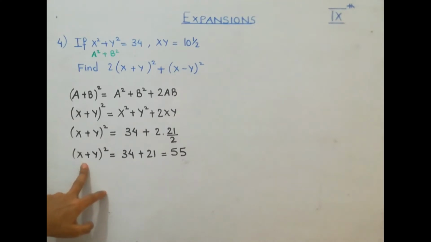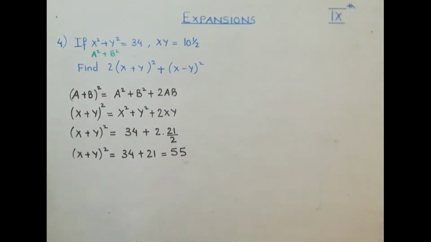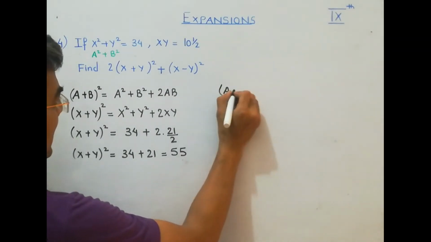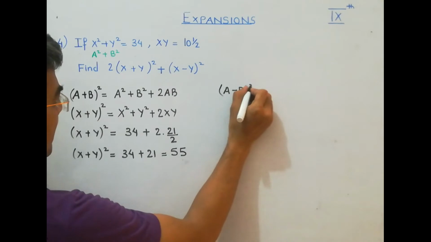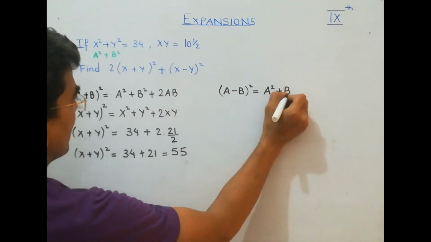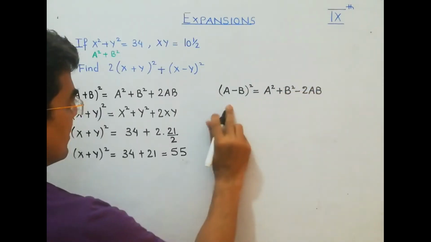So we have got the value for (x plus y) whole square. (x plus y) whole square was to be calculated, and that we have got. Now we need (a minus b) whole square. So let's apply the formula for (a minus b) whole square. This is the formula for (a minus b) whole square.